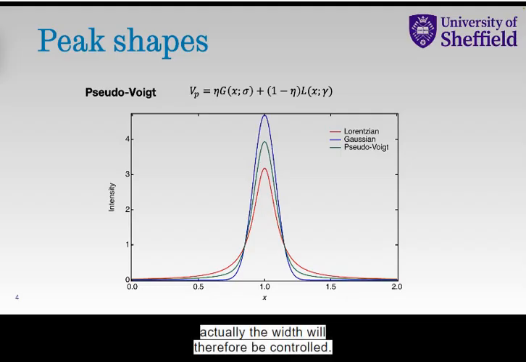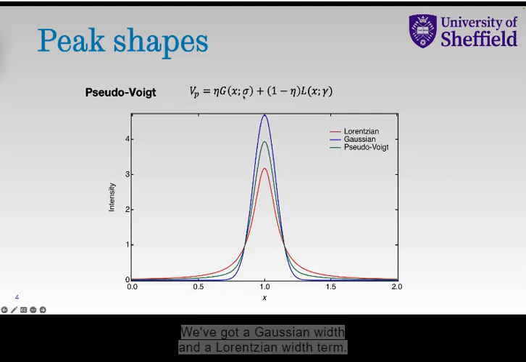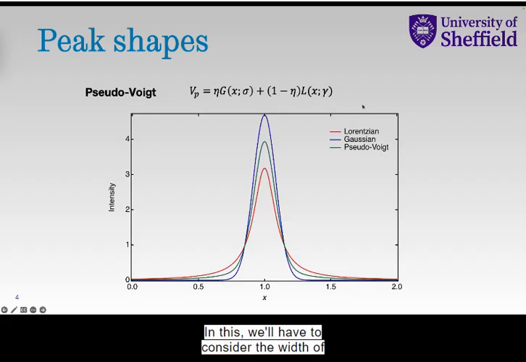And actually the width will therefore be controlled. We've got a Gaussian width and a Lorentzian width term in this. We'll have to consider the width of those two separate components of that function and how we vary the two. And actually when we come on to talking about peak widths later, you'll see that there are some terms that are related to the Lorentzian term and some that are related to the Gaussian term that we'll use within our refinement.